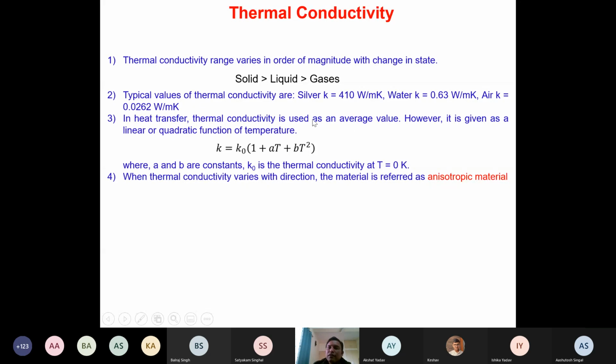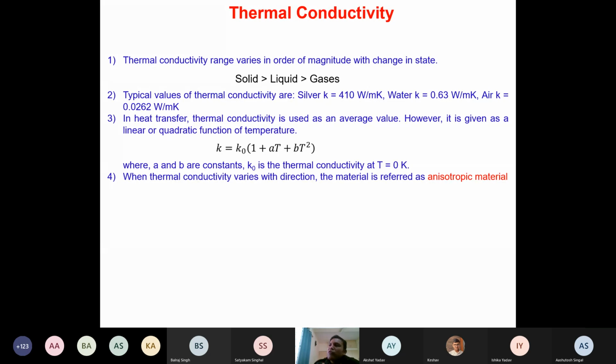So here you can see as the state of the system changes from solid to gas, a significant change in the thermal conductivity takes place. In fact, there is an order of magnitude change in the thermal conductivity. Okay.